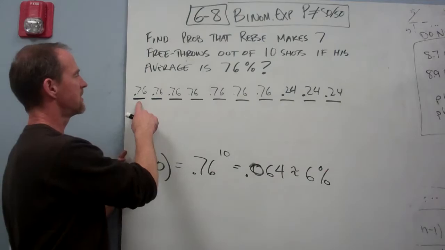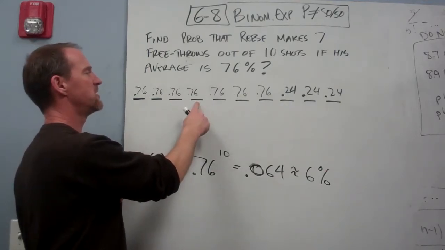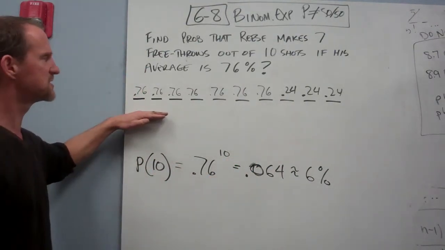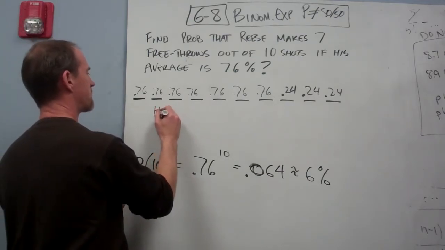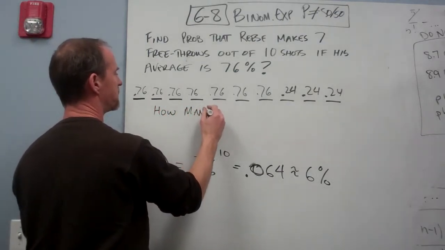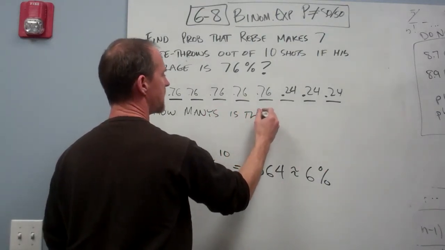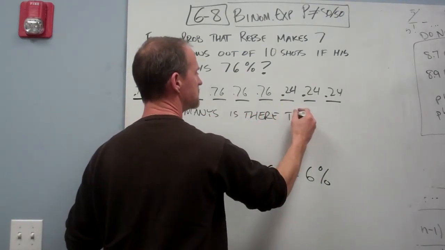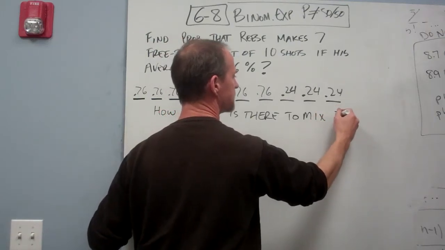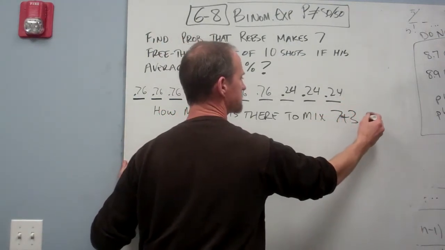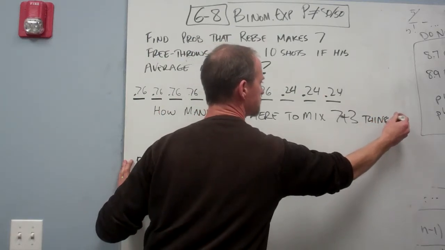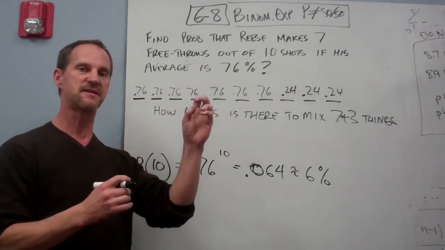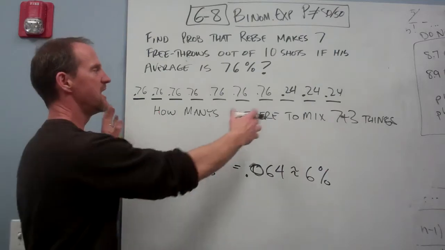He could make 1 and miss 1, and then make 1 and miss 1 and alternate, or he could miss the first 3 but then make the next 7. So really the question is, how many different ways are there to mix up 3 things and 7 things in a total of 10? I'll do 7 plus 3 things. I hope that shows up on screen, but that's what I'm saying. How many different ways can I take 7 things and 3 things, like 7 heads and 3 tails if I have coins, and mix them up?